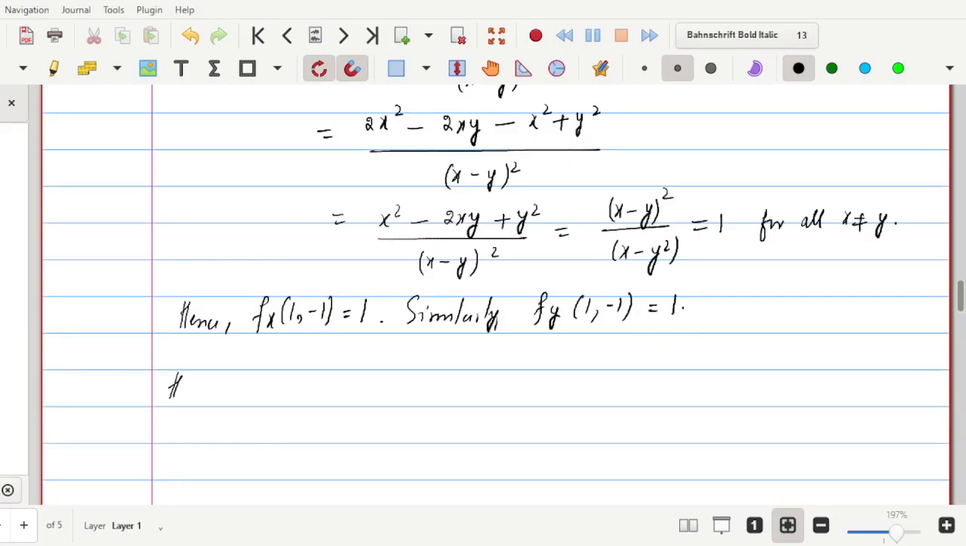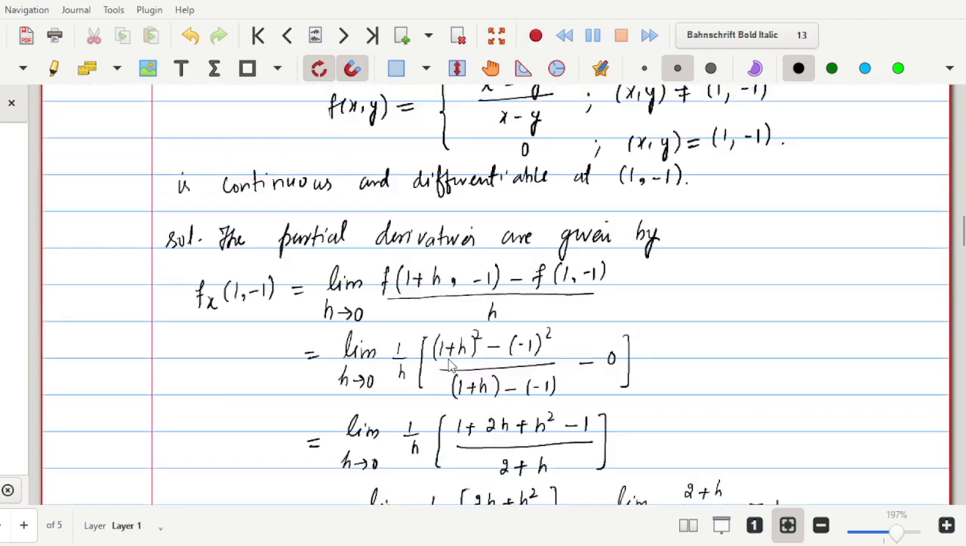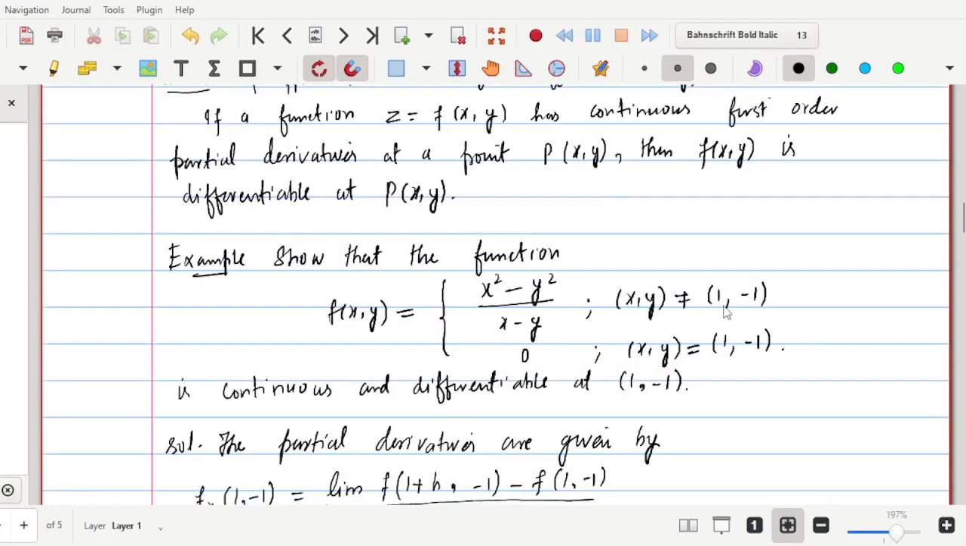So hence what we obtained, limit (x,y) tends to (1, minus 1) of fx of xy is equal to fx of 1 comma minus 1, and we have proved limit (x,y) tends to (1, minus 1) of the function fy of xy is also equal to fy of 1 comma minus 1, and all these values are equal to 1. So that means the first order partial derivatives of this function are continuous. Therefore, the given function, which is x square minus y square by x minus y for (x,y) not equal to (1, minus 1) and 0 elsewhere, is a differentiable function.